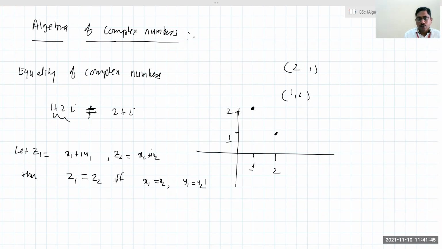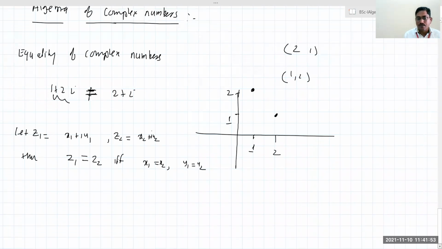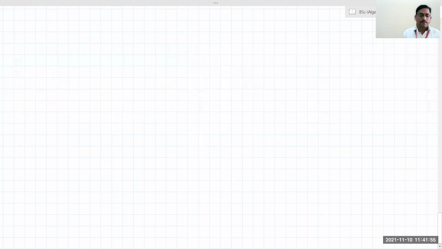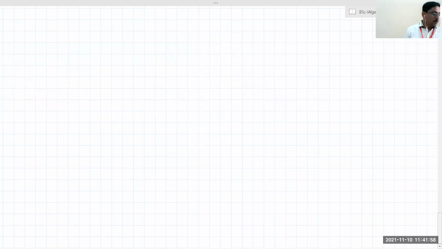So this is the definition of equality of two complex numbers. Got it? Here 1 is not equal to 2 and 2 is not equal to 1. Though 1 plus 2i and 2 plus i look the same, their point positions are different. Keep in mind this. So that gives the equality of complex numbers.